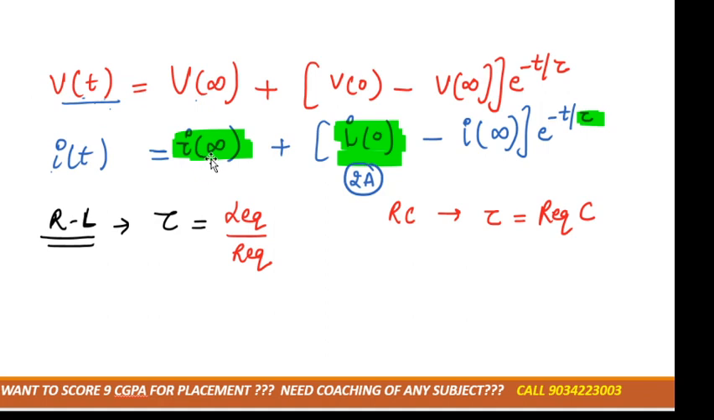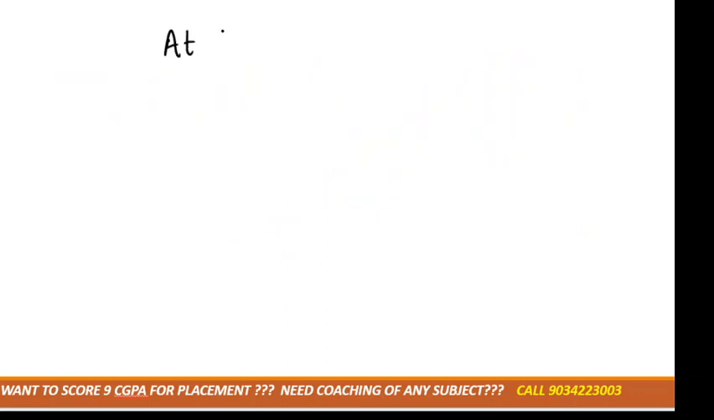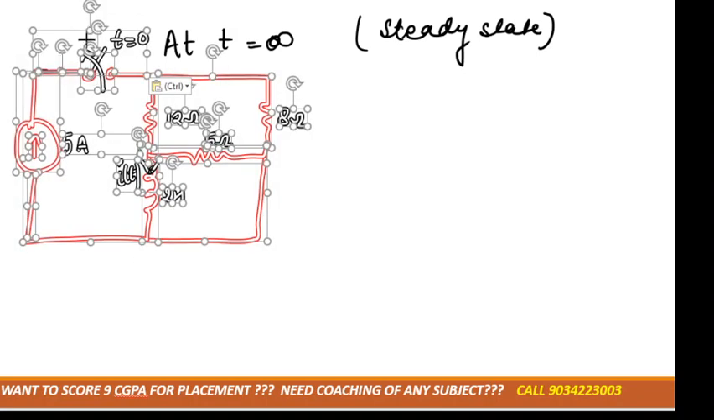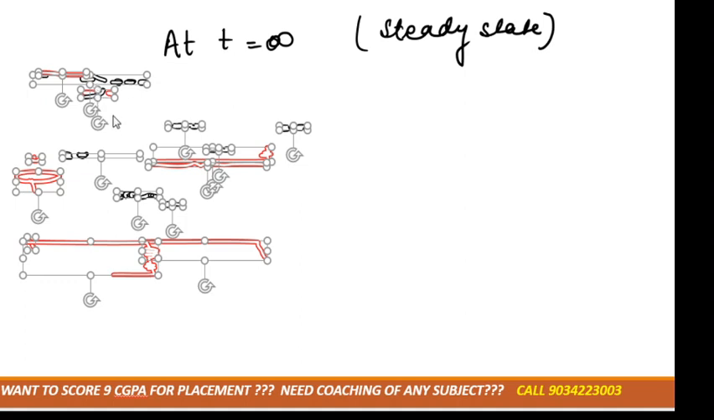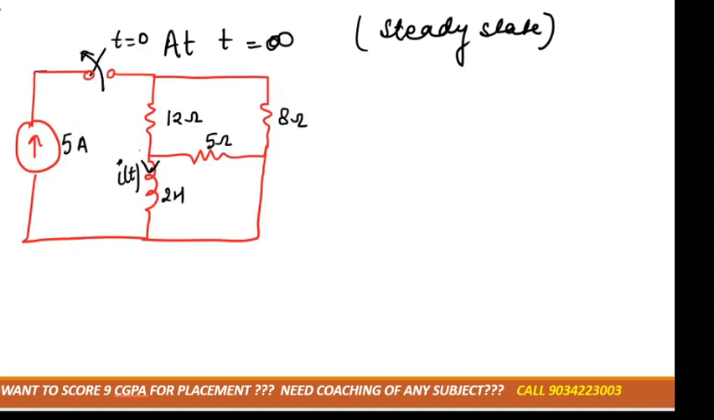Next we need to calculate I of infinity, right? Again we'll draw the circuit at t equal to infinity. This is also the condition of steady state, right? So in steady state, will the inductor again behave as an open circuit or a short circuit? No, again the inductor is going to be a short circuit only. In steady state condition, the inductor will always behave as a short circuit.